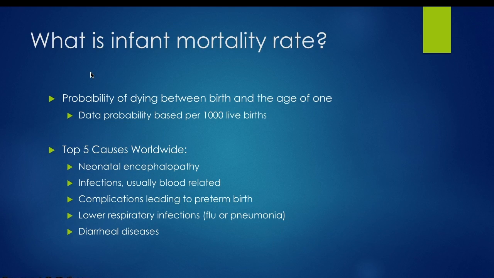Now, what would cause an infant to die, leading to a high infant mortality rate percentage? Well, the top five causes worldwide for infant mortality are neonatal encephalopathy, which occurs from brain trauma and damage from lack of oxygen in the womb during birth or after birth. The second cause is infections, usually blood infections. The third leading cause is complications leading to preterm birth. This preterm birth will cause the baby to be underweight when born and also not completely developed, leading to complications.